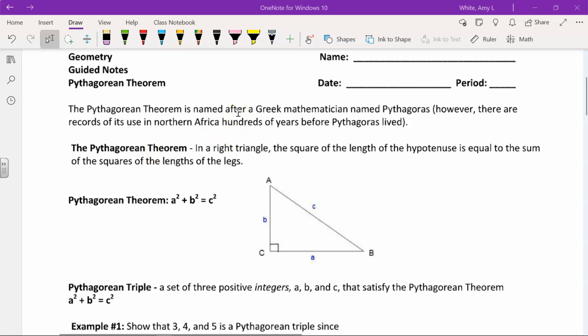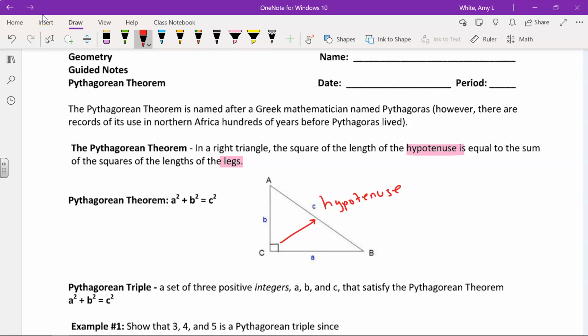And the Pythagorean Theorem states, in a right triangle, the square of the length of the hypotenuse is equal to the sum of the square of the lengths of the legs. To understand that, we first need to understand what that word hypotenuse is. The hypotenuse is the segment that is across from the right angle. So no matter how we rotate our triangle, the hypotenuse will always be the one that is across or opposite the right angle.